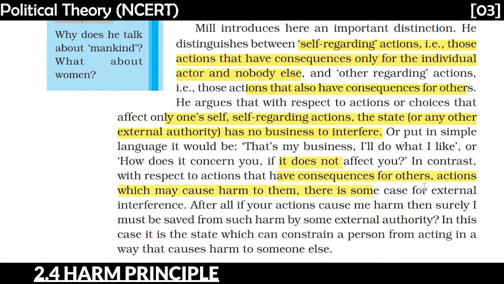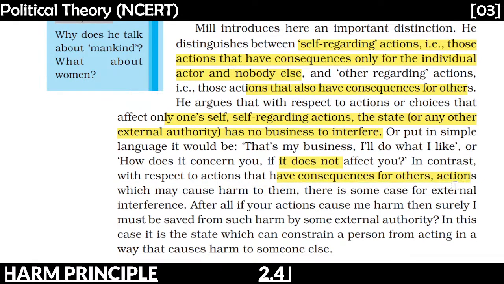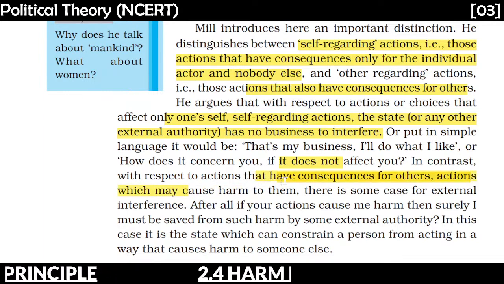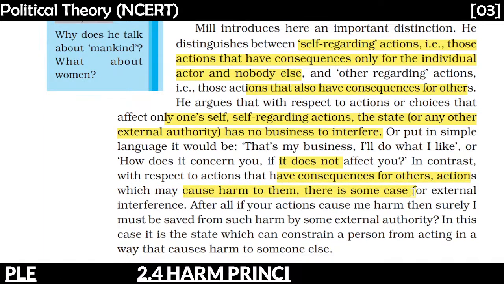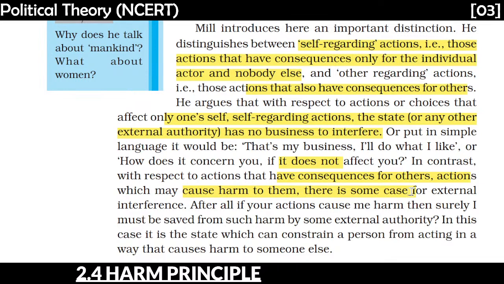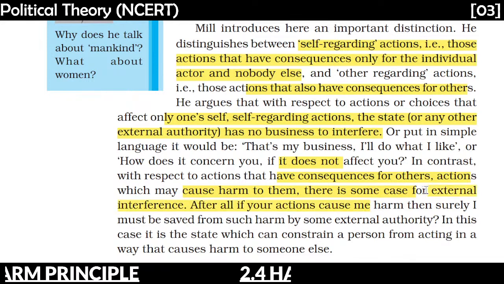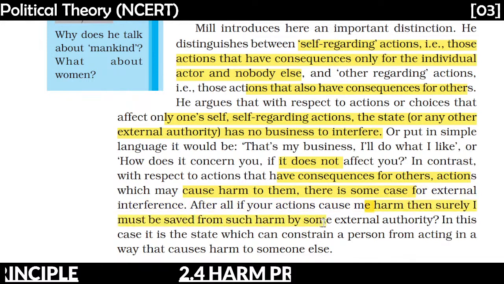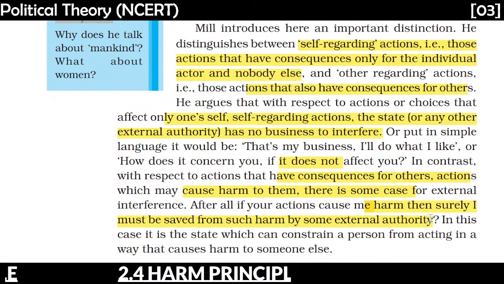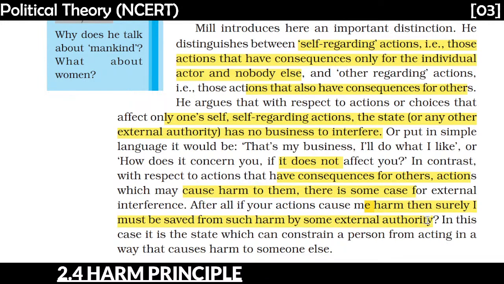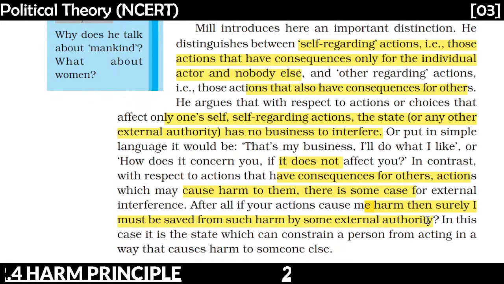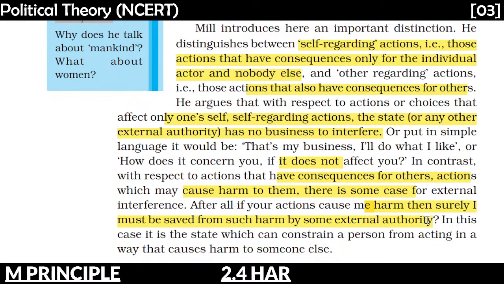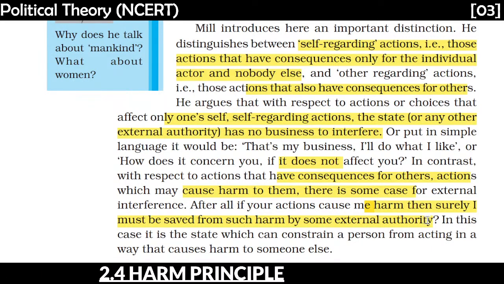और ऐसे एक्शंस के लिए जिनका दूसरों पर प्रभाव पड़ता है, which may cause harm to others, जो दूसरों को हार्म भी कर सकते हैं, उसमें एक्सटर्नल इंटरफेरेंस की आवश्यकता भी है. After all, if your action causes me harm, then surely I must be saved from such harms by external authority. कि आप या मैं कोई ऐसा काम करते हैं जिससे मुझे नुकसान है, तो निश्चित ही आपको किसी बाहरी व्यक्ति से मदद की ज़रूरत है जो उस हार्म से आपको बचाए.